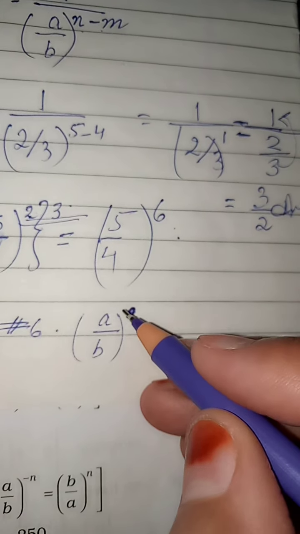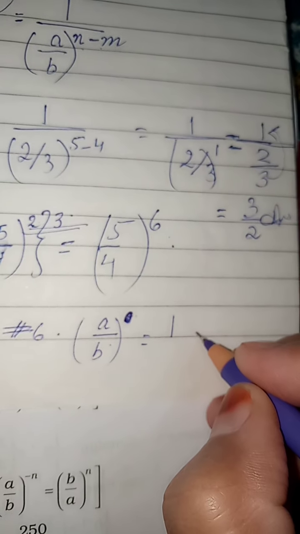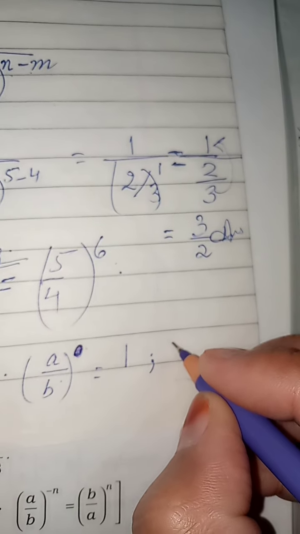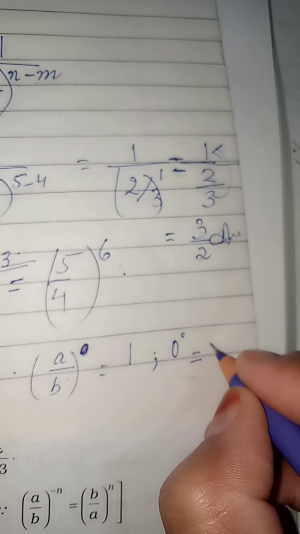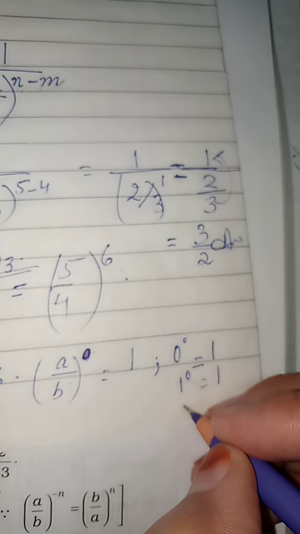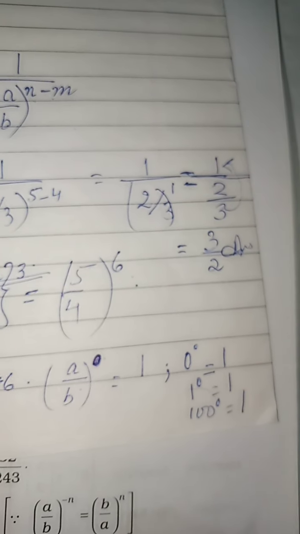Now here the last one. Any number to the power 0 is always 1. Let it be 100, let it be any greater number than that, let it be 0 itself, let it be 1. Any number to the power 0, your answer will become 1. 1 to the power 0, 1. 100 to the power 0, 1. Okay, I hope so. The rules are very clear.